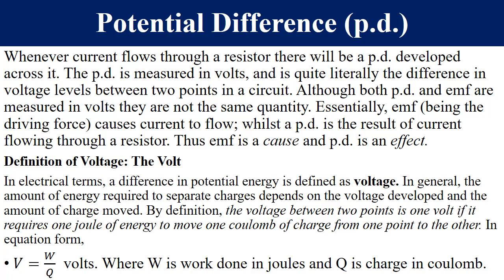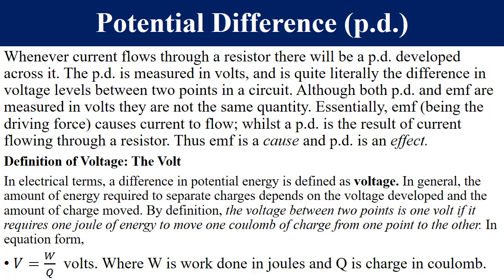The unit of potential difference is volts, and it is the difference in voltage levels before the load and after the load. Please take note that for water to flow, there must be a slope, there must be a gradient. Otherwise, points on the same level cannot result in water flowing. You know that rivers flow because there is a gradient down the river. PD and EMF are measured in volts, but they are not the same. Essentially, EMF is a force that causes electrons to flow. Potential difference is the result of current flowing. So EMF is the cause, PD is the effect.